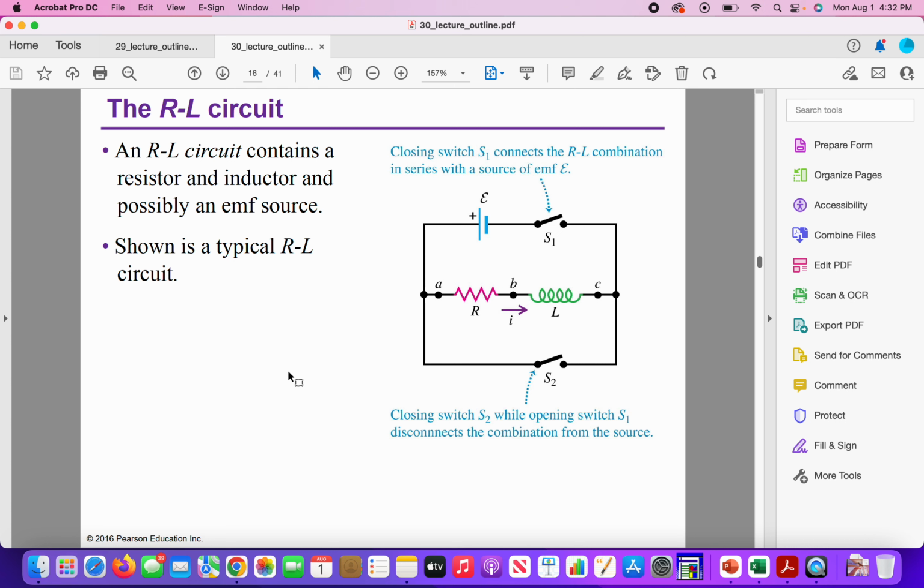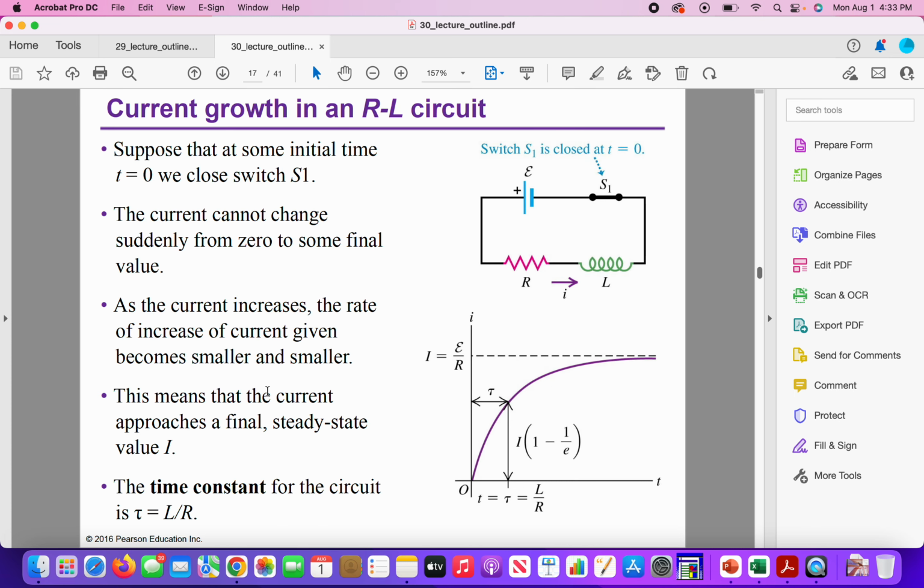Now this is a circuit that contains a resistor and an inductor, and we're also going to have an EMF source. Here when we close the switch S1, we connect the RL combination in series with the source EMF like here. Then we're going to have a current going. And if we close switch S2 while opening S1, then this one is open and this one is closed. This disconnects the combination from the source, and we're going to see how this works.